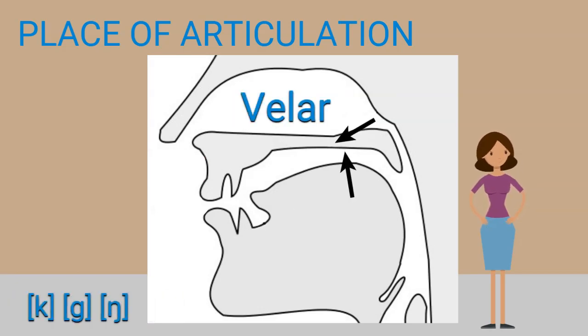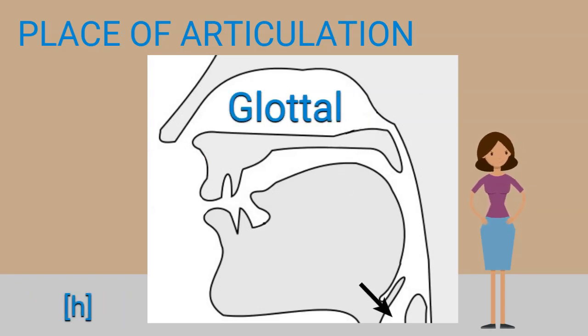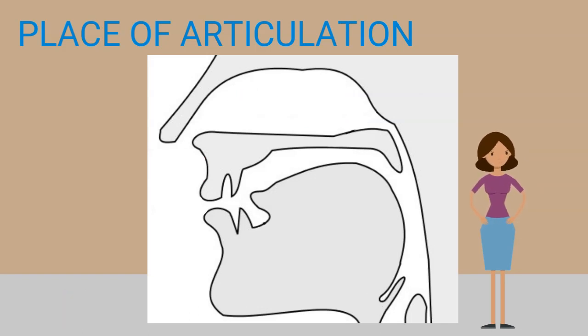The sixth place is velar. Velar sound is made by raising the back of the tongue to the soft palate or velum, and then you can get the sounds k, g, and ng. And here is the last place of articulation. It is glottal. Glottal sound is produced at the larynx using the vocal folds as primary articulators, like the sound h. These are the 7 places of articulation. We can use them in order to describe the consonant sounds.